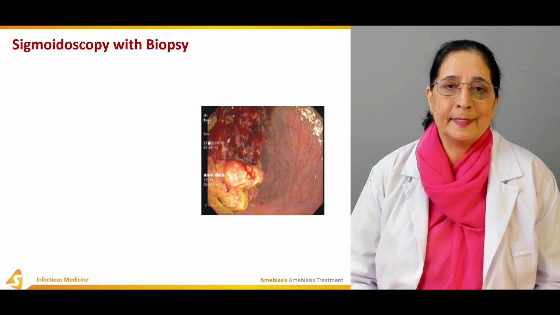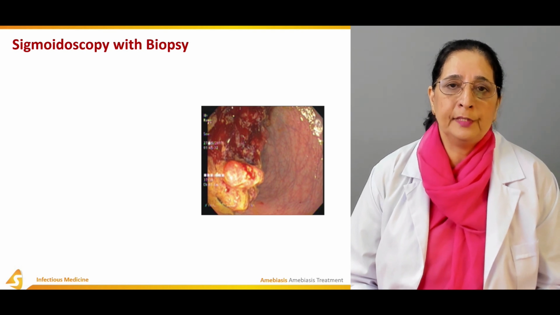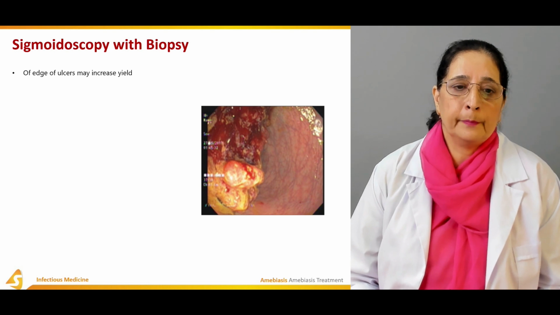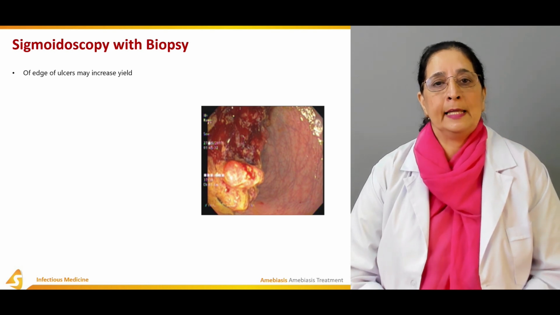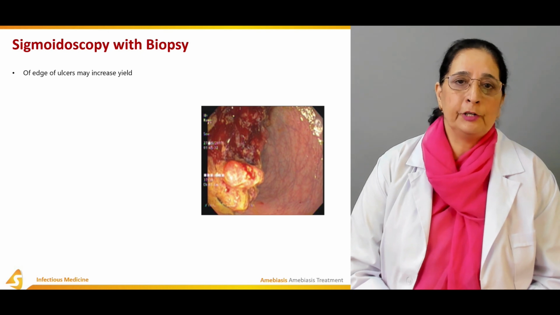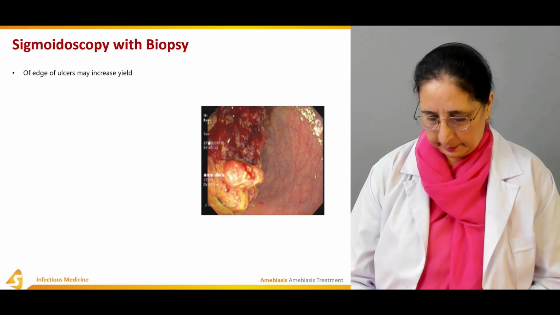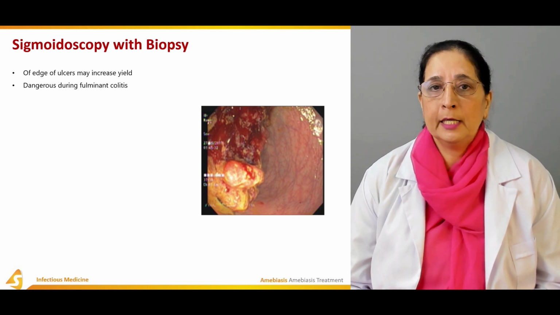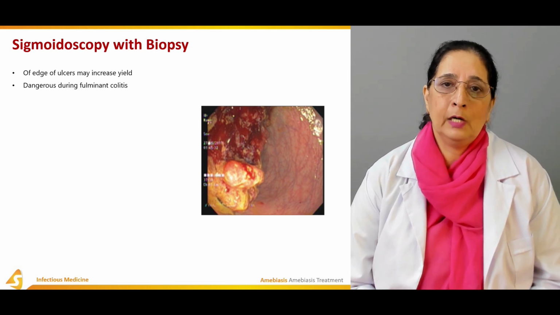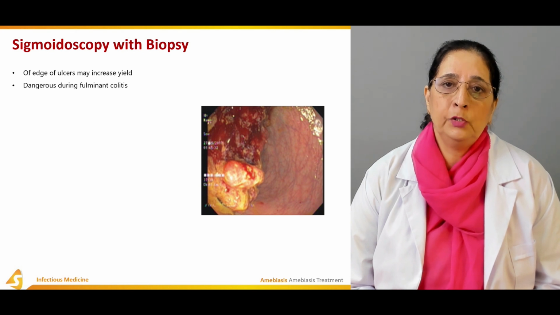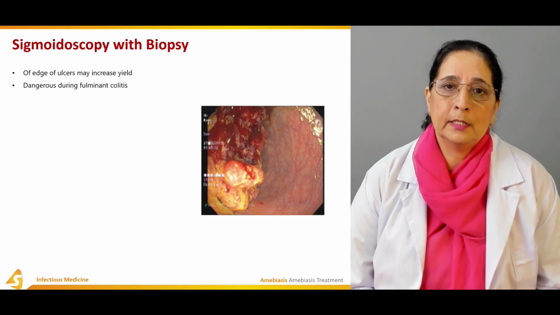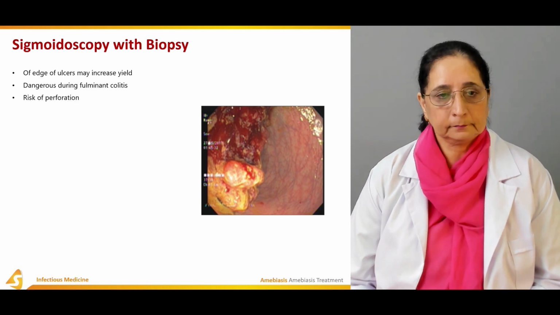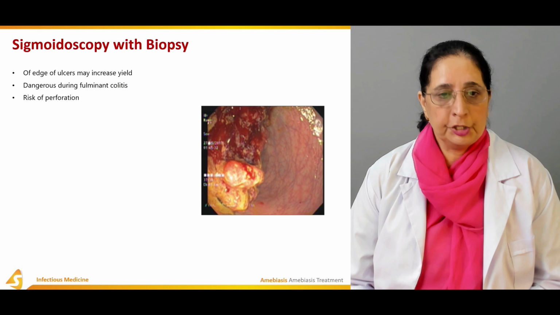Sigmoidoscopy with biopsy, examination of the sigmoid colon and getting a biopsy from the edge of ulcers, may increase the yield. It is dangerous during fulminant colitis. If fulminant colitis is present, we should not do sigmoidoscopy because it can be dangerous and can cause perforation. Risk of perforation is present.